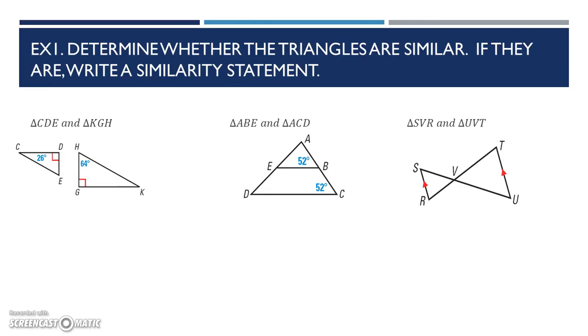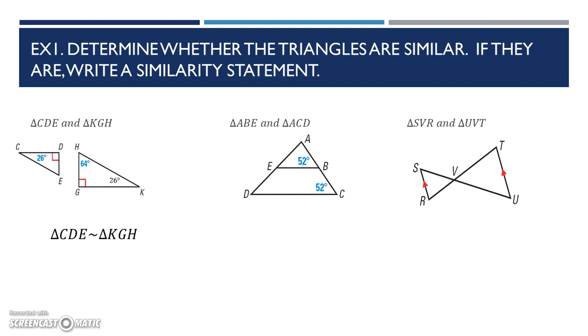The first one, CDE and KGH, we know that one pair of angles is congruent, right? Angle D is congruent to angle G. And if we found angle K or angle E, we would know that angle K is 26 and angle E is 64. But the idea is that angle C and angle K are congruent, so we know in fact these two triangles are similar. Triangle CDE is similar to triangle KGH by AA.